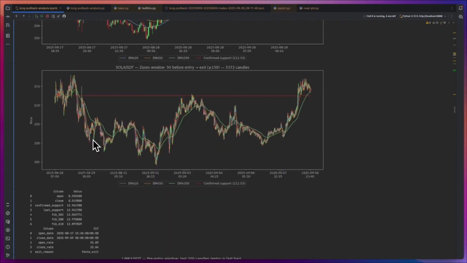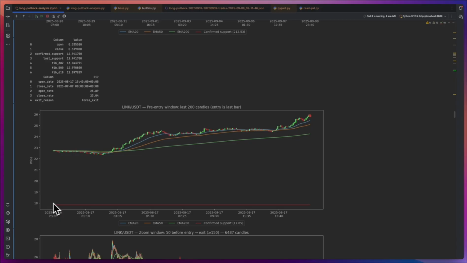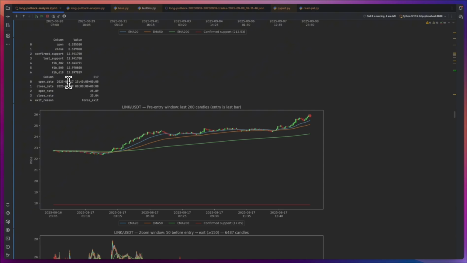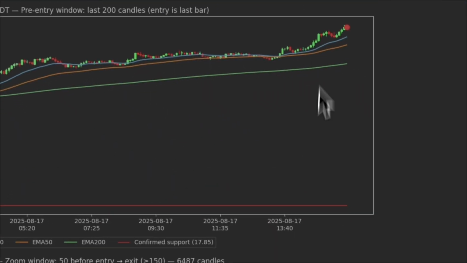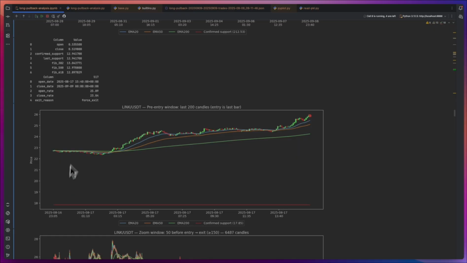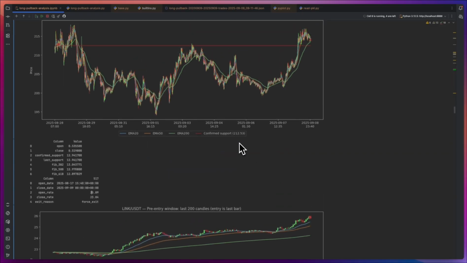I don't understand anything. It's just weird. And this is completely insane. So we have support, which is like 12, and then we have open rate 25. Something is wrong here. I think it's not about the trade itself. It's about the notebook. So I think something is wrong with this notebook. It visualizes it wrong. So we have EMAs and everything. This stuff doesn't make any sense.